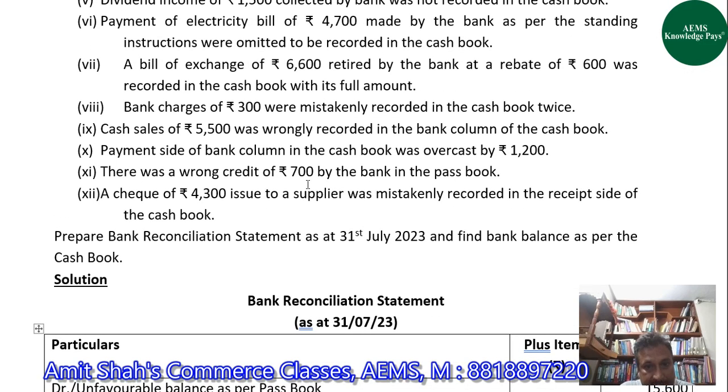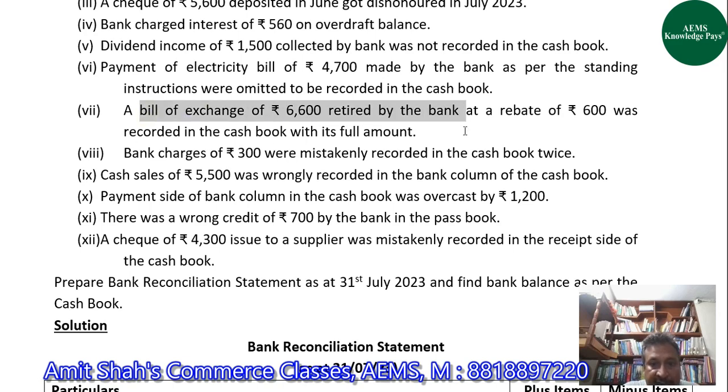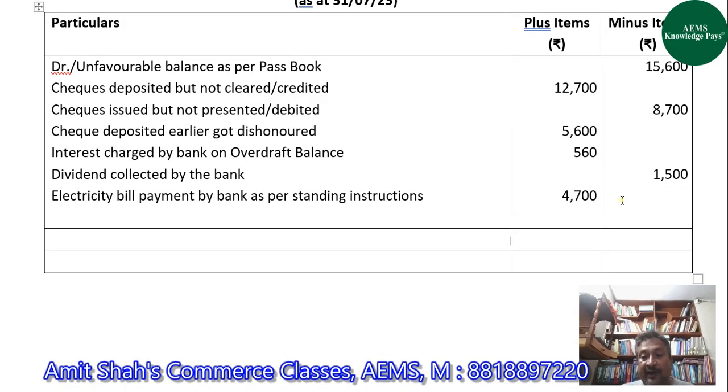The next is, guys, a bill of exchange which was retired by our bank at a discount of 600. However, in cash book, the entire bill amount has been recorded. It means in our passbook, the balance has got decreased by 6,000 only, that is 6,600 minus 600. But in cash book, we decrease the bank balance by the full bill amount, that is by 6,600. It means in our cash book, the balance is lesser by 600 than what it is in the passbook. And that is why the 600 will come in the minus column.